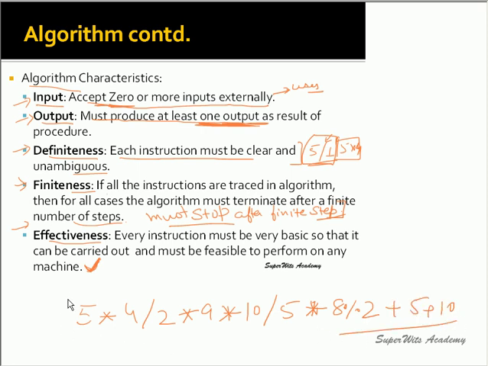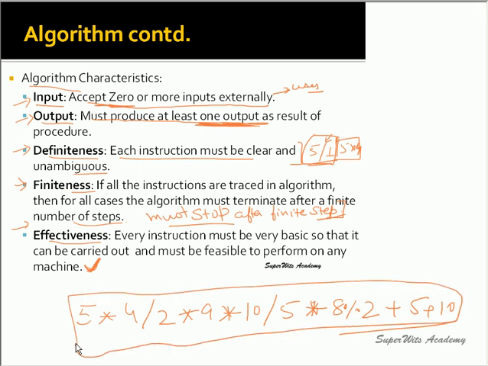5 into 4 divided by 2 into 9 into 10 divided by 5 into let's say 8, and let's say this has a modulus operator, 2 plus 5 plus 10 and so on. So for you it is a little bit difficult to read. You cannot guess the answer unless you are aware of the BODMAS rule, right? BODMAS formula. On a similar pattern, the computer also works on a certain level of precedence, which we will learn in later videos.